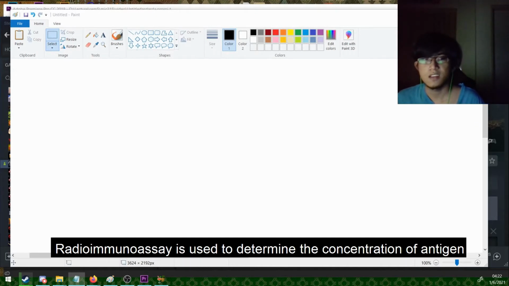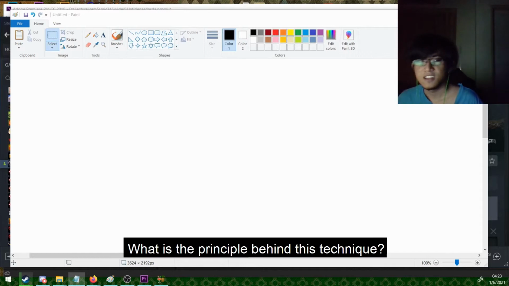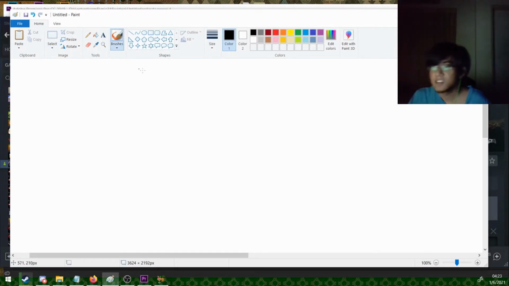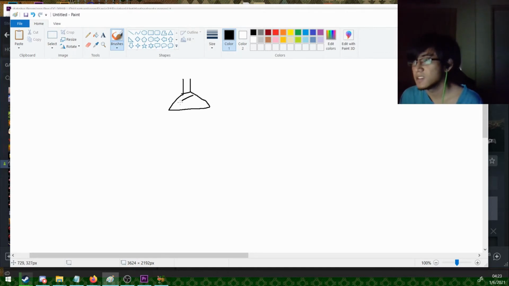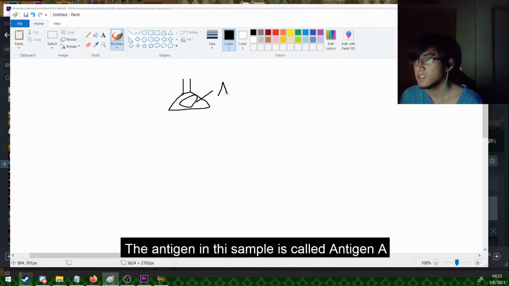Radioimmunoassay technique is used to determine the concentration of antigen. So, what is the principle behind this technique? Let's say, for example, we have a sample. We want to determine the concentration of antigen in the sample. The antigen in the sample, let's call it antigen A.